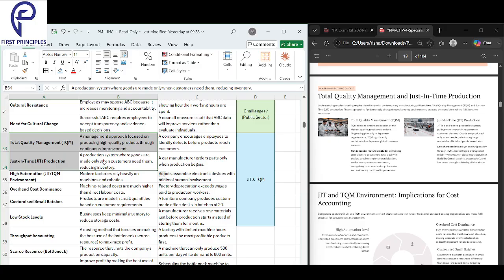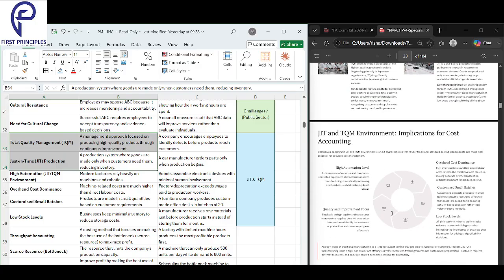And just in time is a production system where goods are made only when customers need them. It reduces inventory, like a tailor-made shop, a shop where clothes are only tailor-made. So here you would see that finished goods will be very less. There's no ready-made here. You only make it when the customer needs it.